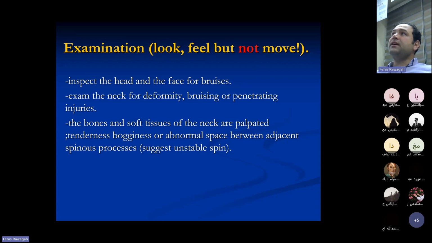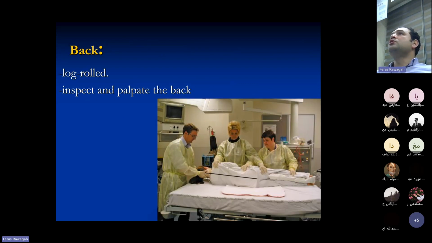Inspect the head, the face for bruises, examine the neck for deformity, bruising, or penetrating injury. The bones and soft tissue of the neck are palpated for tenderness, bogginess, or abnormal space between adjacent spinous processes, which suggest unstable spine, but after log rolling. So how the patient is rolled, why the patient is rolled, this is part of the secondary survey.